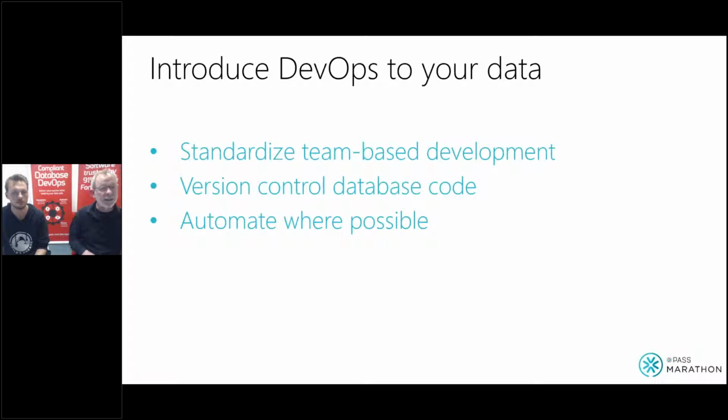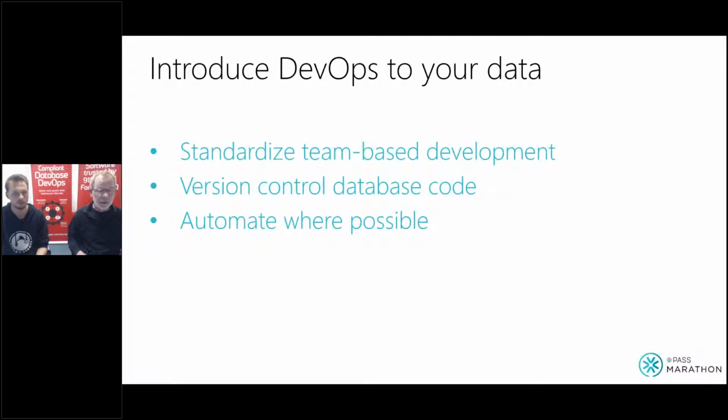So once you're standardizing team-based development, the next step is to version control the code. Version control is standard pretty much in application development, and involves developers checking their changes into a common repository, preferably at the end of each working day. Database code can be version controlled in the same way, preferably by integrating with and plugging into the same version control system used for applications.